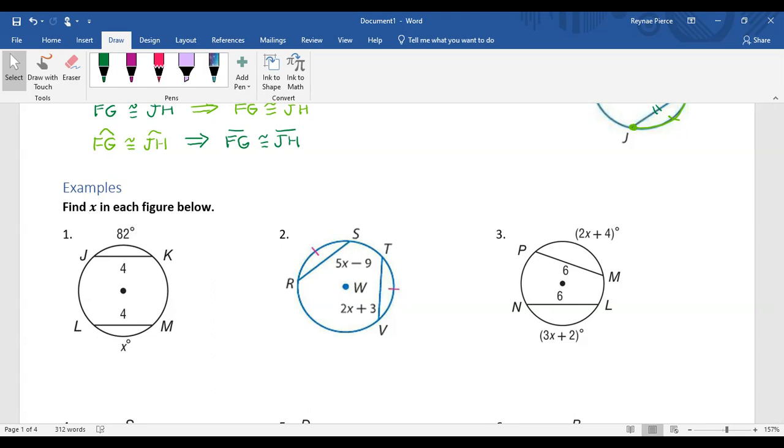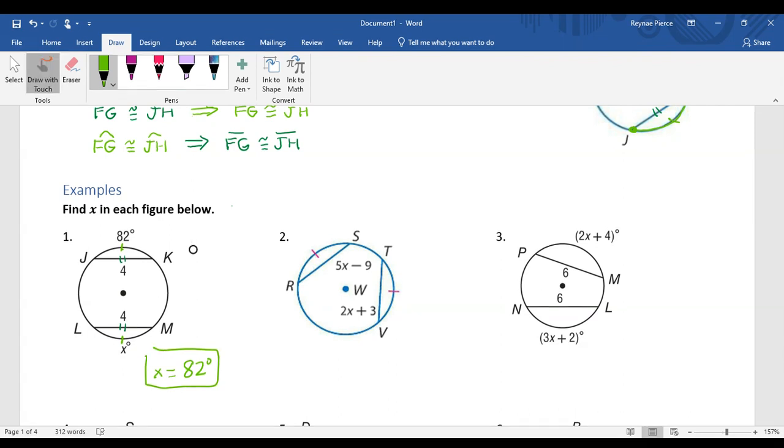We've got that chord JK there is 4 units and LM is also 4 units. Since those chords are congruent, that means that these arcs are also congruent. So we know if the arc JK is 82 degrees, that means arc LM is also 82 degrees. So X is 82.